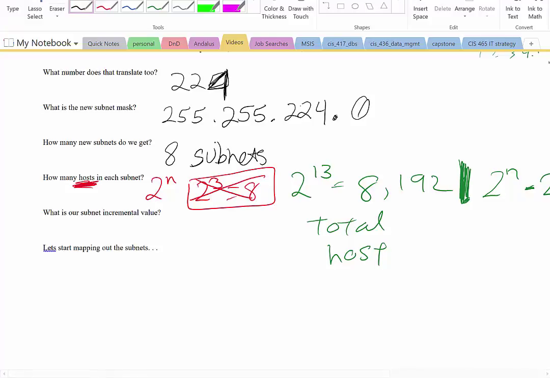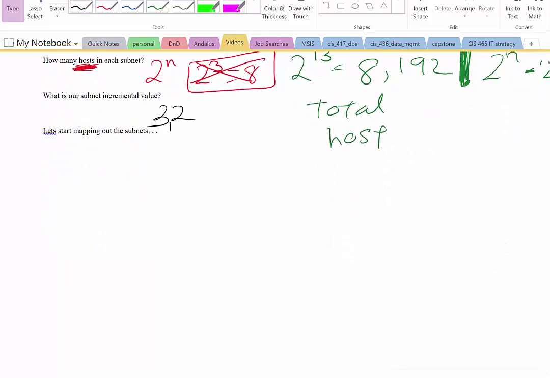What does that mean? That means that basically after every 32 numbers, you will start a new subnet. After 32 variations, you will come to a complete cycle and start a new subnetwork. All right, so let's start actually doing the subnets. I'm going to type this part out because it would get way too much and I don't want to be sloppy and confusing to everyone.